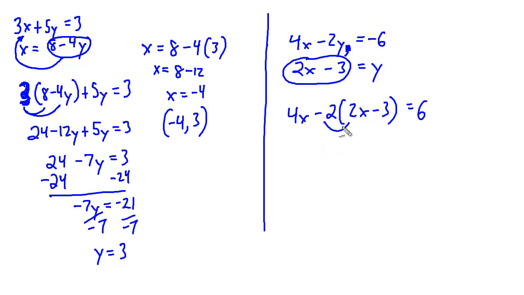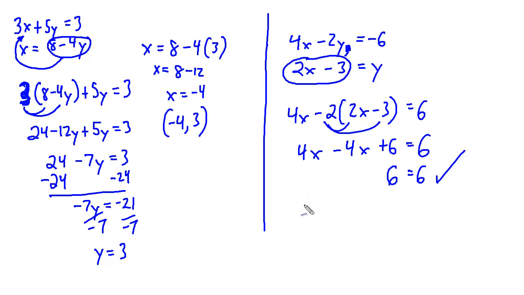We're going to distribute, then simplify by collecting like terms, and then solve for x. 4x is minusing 4x, and then we add 6 because the negative 2 times the negative 3 makes a positive 6. Now the 4x minus 4x, if we collect the like term, that makes 0, so 6 is equal to 6, which is a true statement. If I subtract 6 from both sides, I will get 0 equals 0.